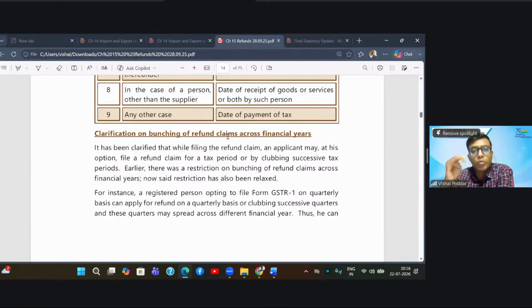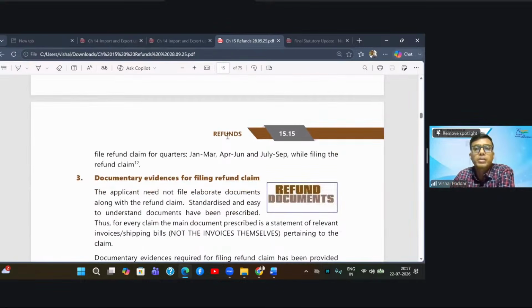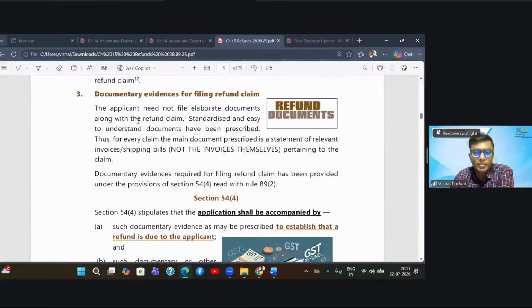Now the question comes, when I have to club these months, can I take January to June? Why does this question arise? Because January to March is in the previous financial year and April to June is in another financial year. Can I take the period falling in two different financial years? For this, the law has allowed this and said that you can even file refund claims involving periods from different financial years. That is also allowed.